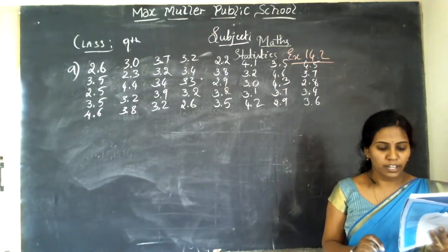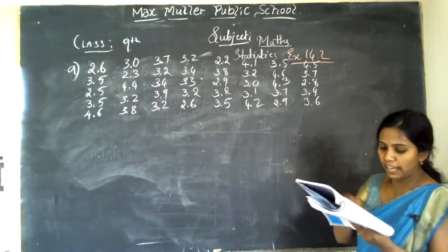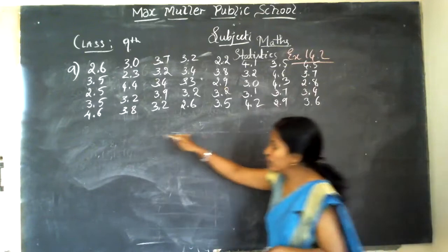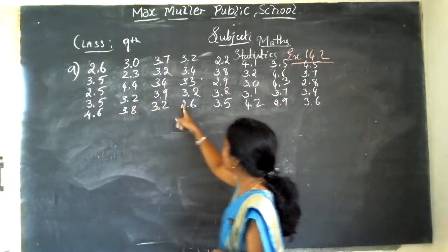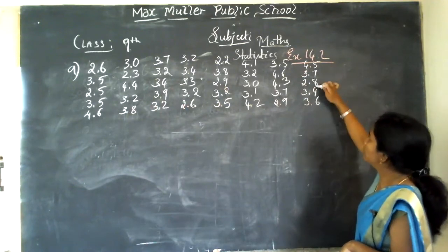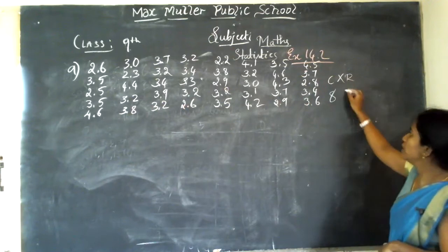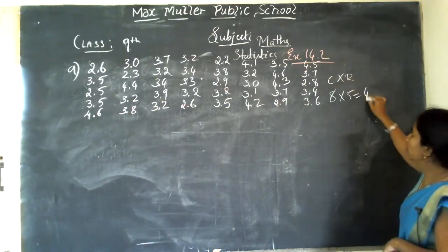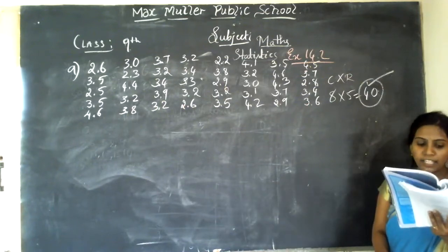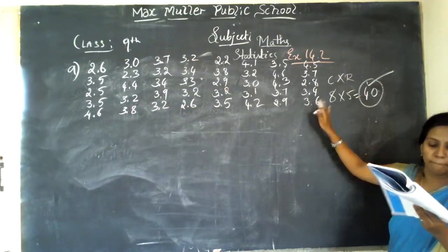The company manufactures car batteries of a particular type. So the lives in years of 40 such batteries were recorded. How many columns are there when you count it? 1, 2, 3, 4, 5, 6, 7, 8. So 8 columns and 5 rows. 8 into 5, so they have given 40 such batteries. These are the details about the 40 batteries.